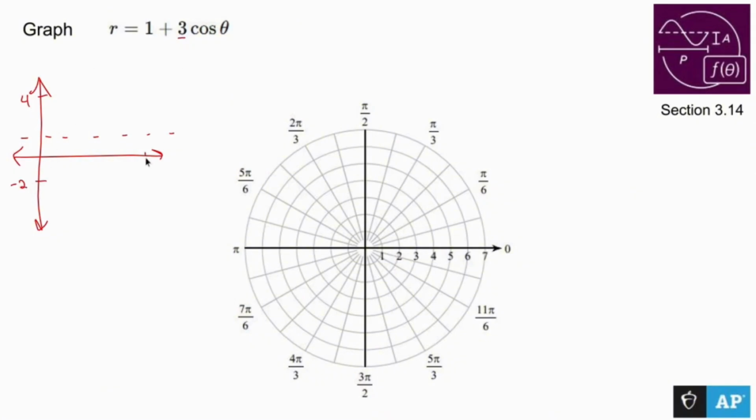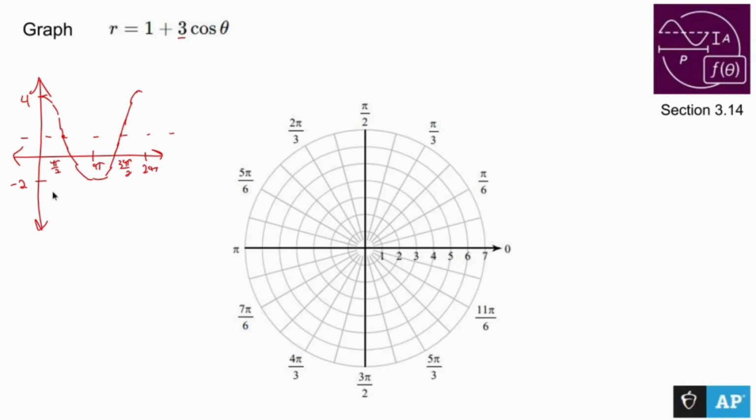Regular period of 2 pi, so 2 pi. Pi is going to live here. And we're going to start up here, cross the midline at pi over 2, so go like this. At pi, we're at negative 2. Cross the midline at 3 halves pi, and then repeat back up here.